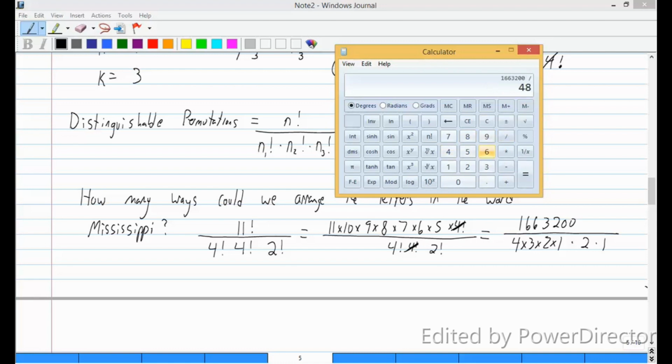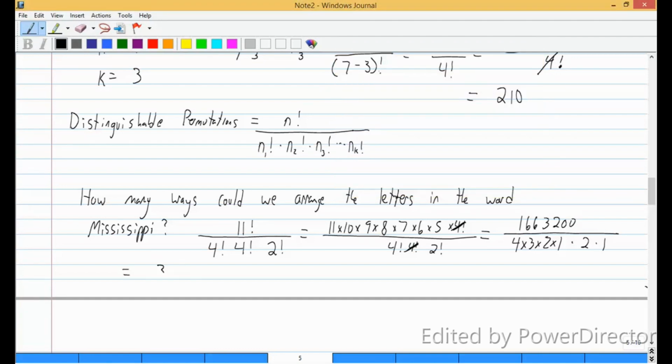And I should get a whole number when I do this because of the way that the permutations work out. I'm not going to get a fraction. I'm going to get a whole number, no decimal. So 34,650. There are 34,650 distinguishable ways that we can arrange the letters in Mississippi.